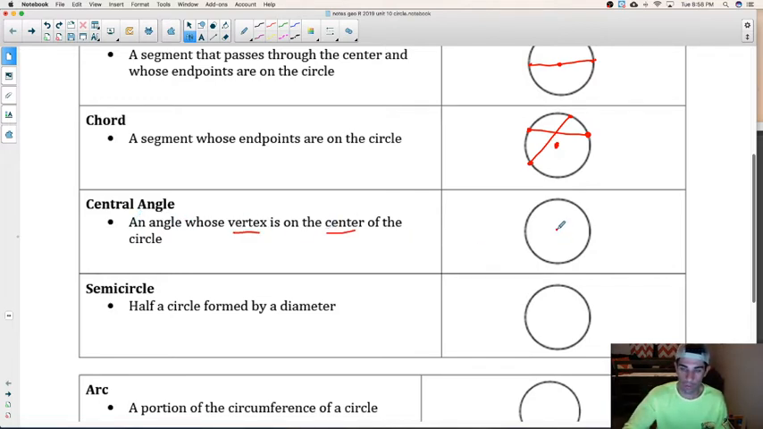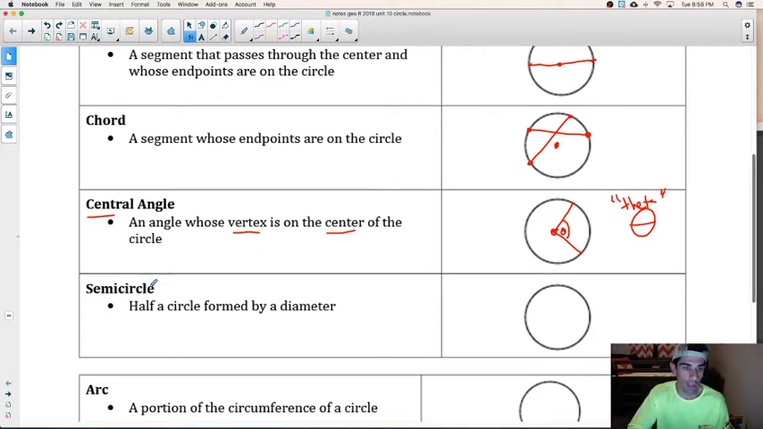All right, now a central angle, an angle whose vertex is on the center of the circle. Well, here's the center. Now, if I'm going to make an angle, okay, the vertex has to be in the middle. So there it is. There is a central angle. I'm trying to remember that because it's in the center, right? That symbol that I drew right there, it looks like this. It's called theta, if you're not sure. And that's what they use to mark an angle.